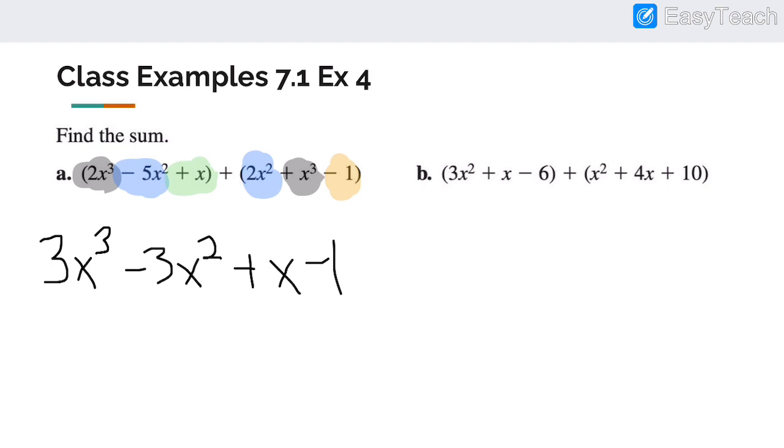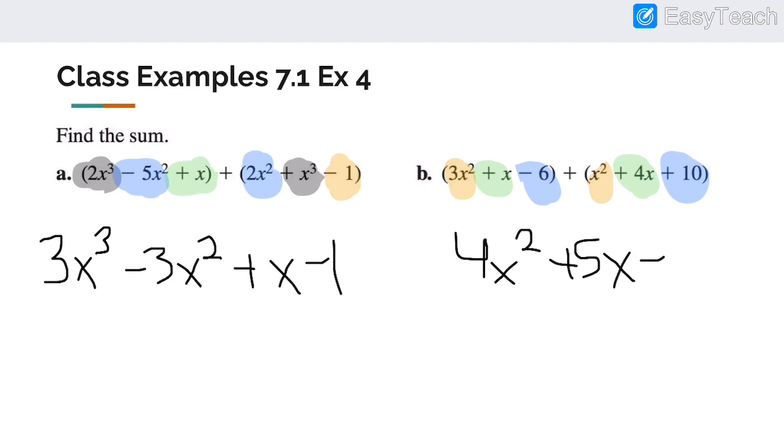Let's look at another one. So this next one has x squared and x squared. Then it has an x and a positive 4x. And a negative 6 and a positive 10. Notice this one did not have anything to the third, so we're only going to have the 3 powers here. So 3x squared plus 1x squared would be 4x squared. x and 4x is going to be 5x. And then negative 6 and 10 is going to be positive 4. Not too hard. Identify your like terms and then just put them together with the rules provided.